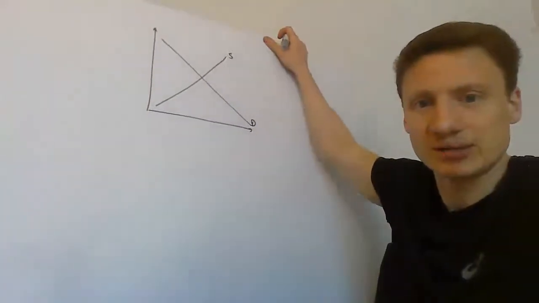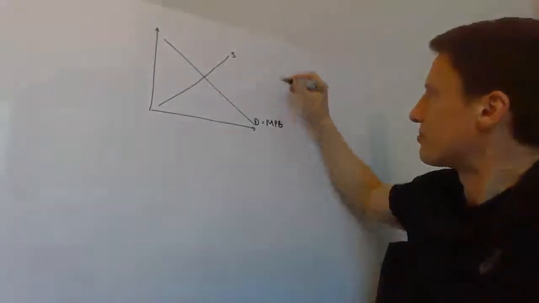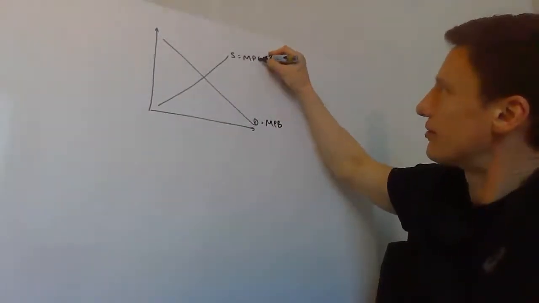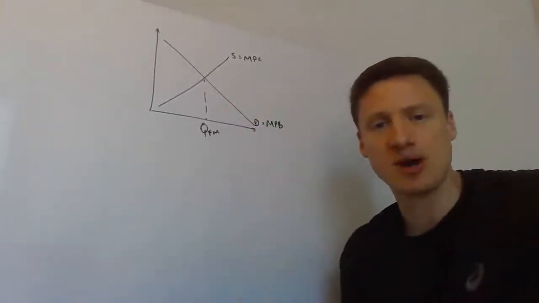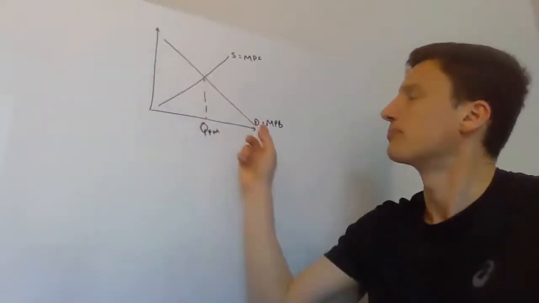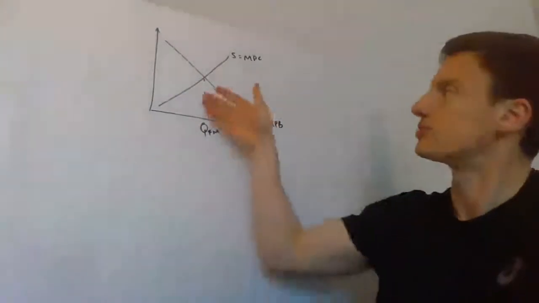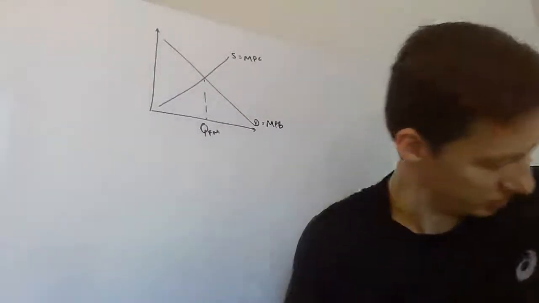For that, we're going to need a supply and demand diagram, as always. Here's our marginal private benefits and our marginal private costs, and wherever they intersect, remember, is the free market allocation of resources. That's how much would be consumed when consumers only think about themselves and producers only think about themselves. The private benefits intersection with the private costs.